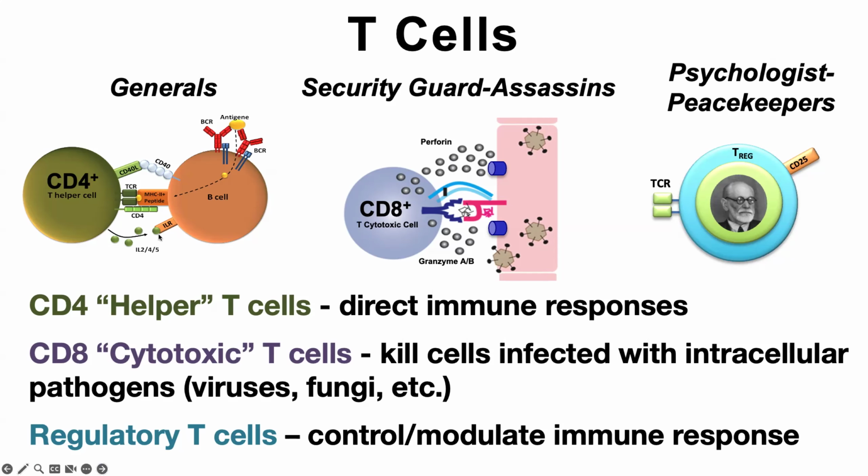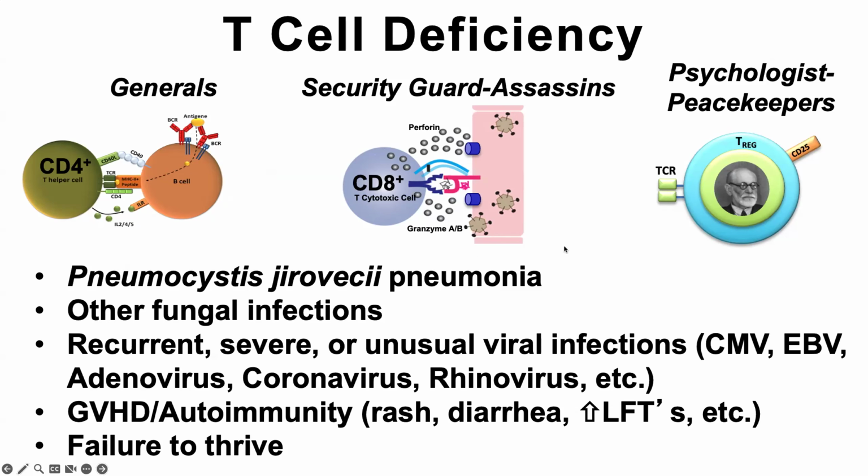Okay, so with these things in mind, what happens if you don't have T cells? This is the case in patients with severe combined immune deficiency. In all of the different types of severe combined immune deficiency, all have problems with T cells of some type. If the T cells aren't there, you don't have the generals, so you can't help B cells to make antibody responses. And so you get recurrent infections because you can't make good antibody responses. You don't have your security guard assassins, so you can't clear out viruses very well.